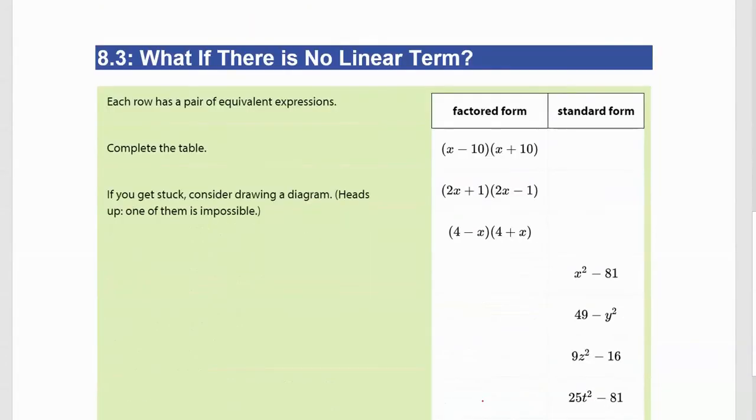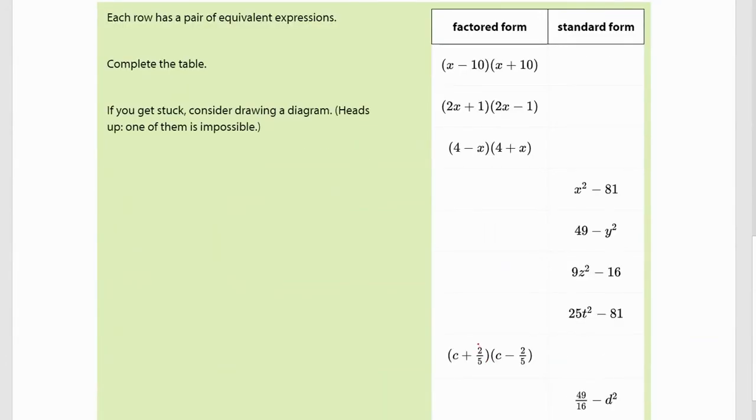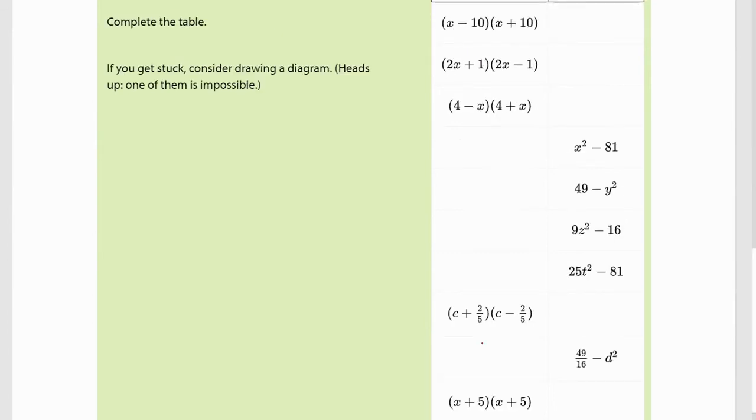Right, so what if there is no linear term? So each row has a pair of equivalent expressions. Oh, fun. So we're basically just completing the table, yeah? So you could use the distributive property, right? If we're going from factored form to standard form. We got x times x, that's x squared. Then you got x times 10, which is just 10x. The negative 10 times the x is negative 10x. And the negative 10 times the positive 10 is negative 100. Notice how the x values here cancel out.